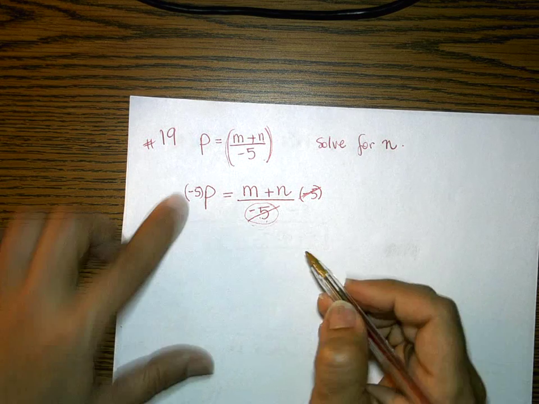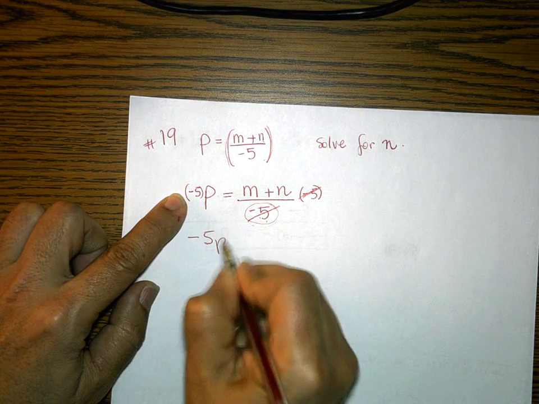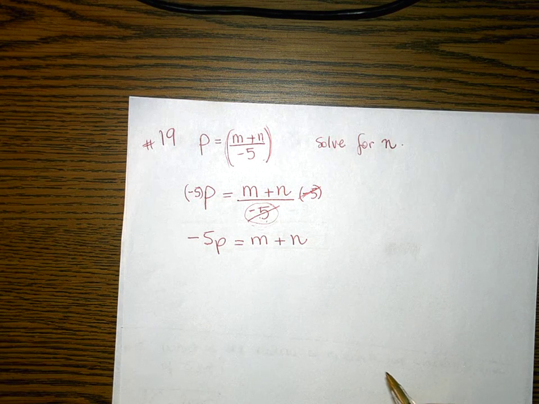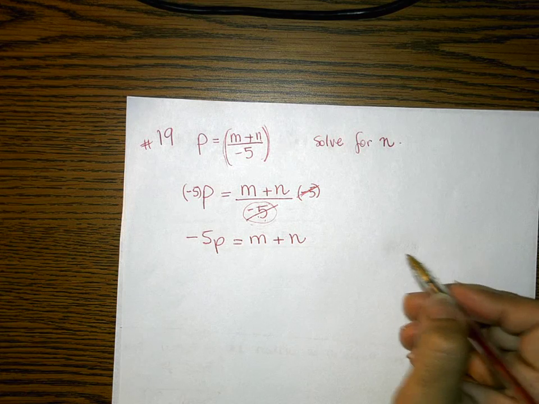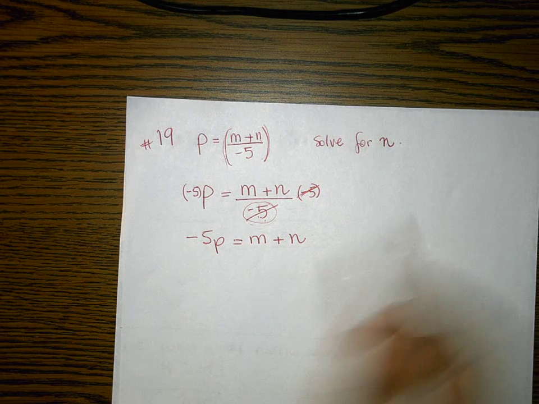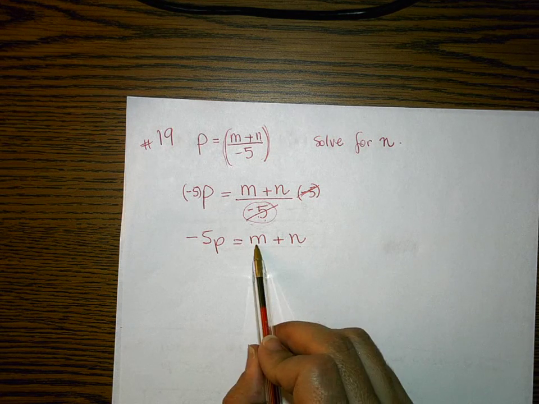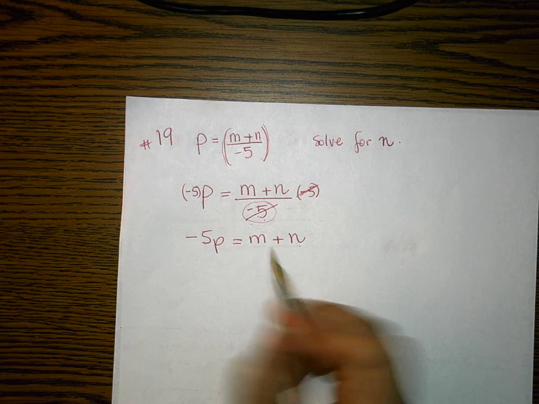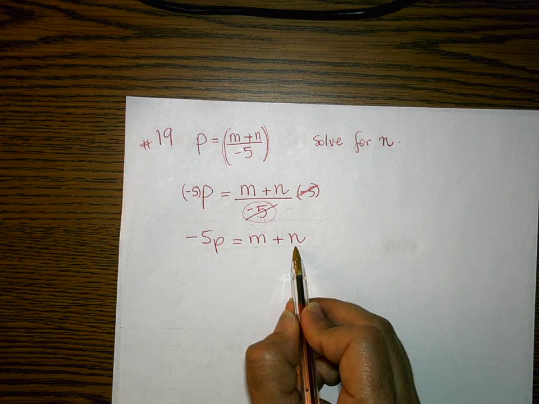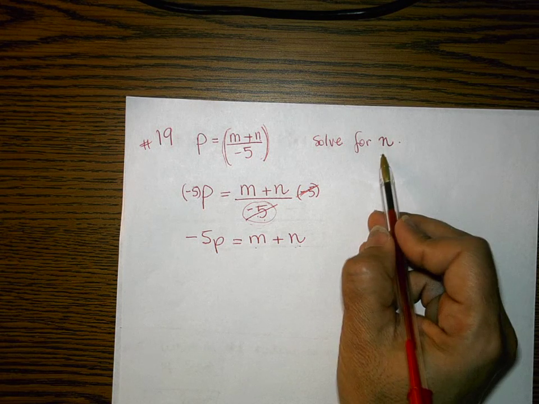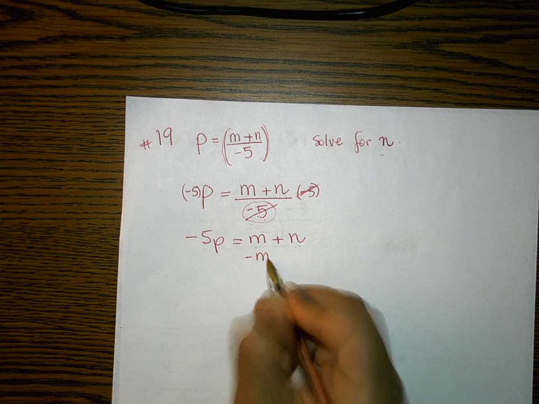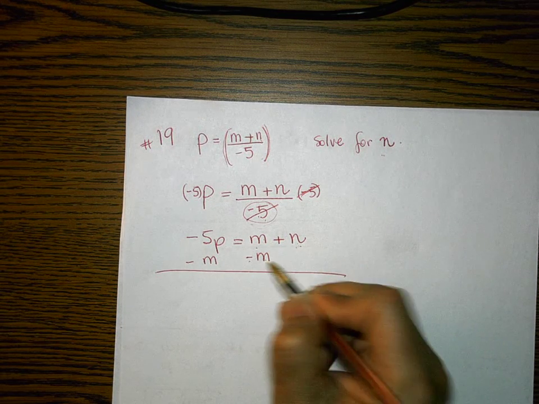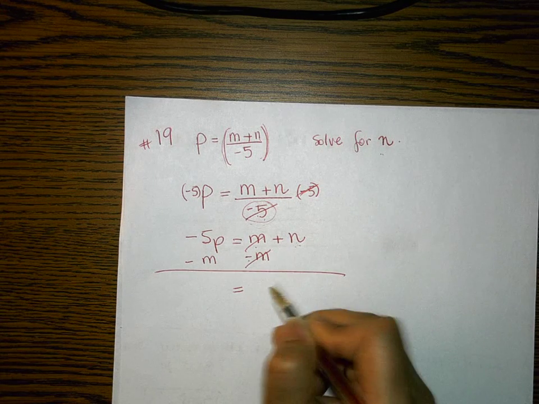Over here we're going to end up with -5p equals m plus n. If you remember from second or third grade, addition is commutative. I can write m plus n, or I can write n plus m. It doesn't matter. I want m to go away and n to stay, because I want n to be isolated. So I'm going to subtract m on both sides. A positive m minus an m becomes 0, and my n is all by itself.